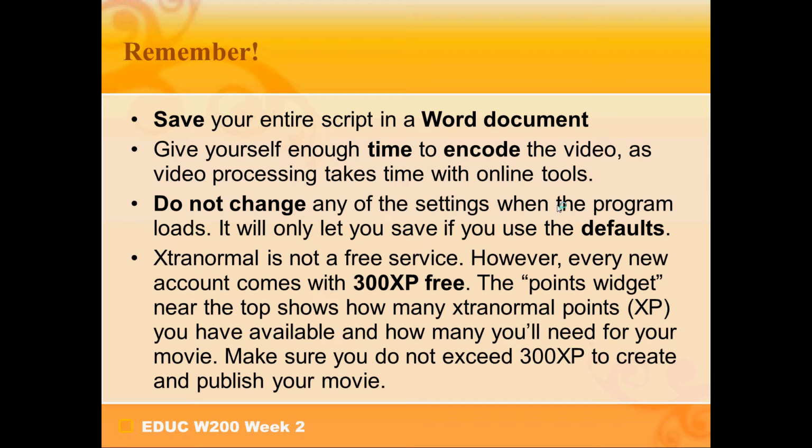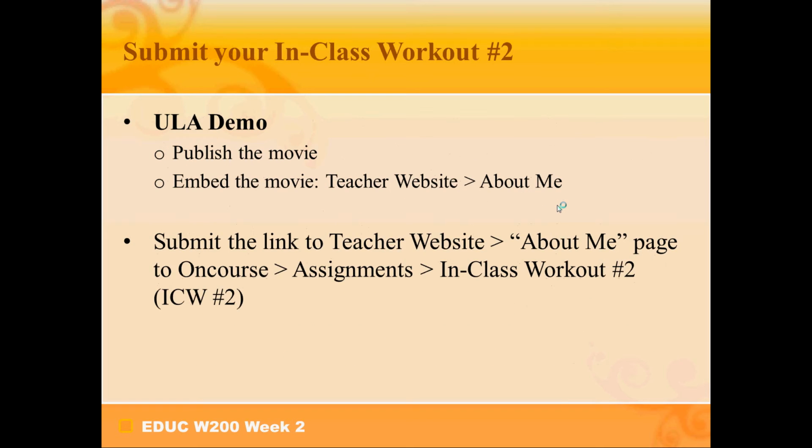And Extra Normal is not a free service, and this is something I want to really stress. Every new free account comes with 300 experience points. The points widget near the top will show you how many Extra Normal points you have, and I will show you that in a moment. Make sure you do not exceed 300 experience points, 300 XP, to create and publish your movie. So I will show you how you go through this.